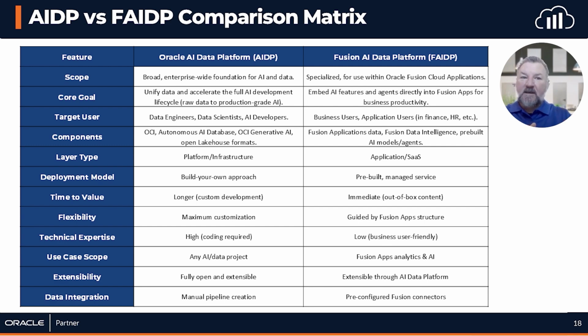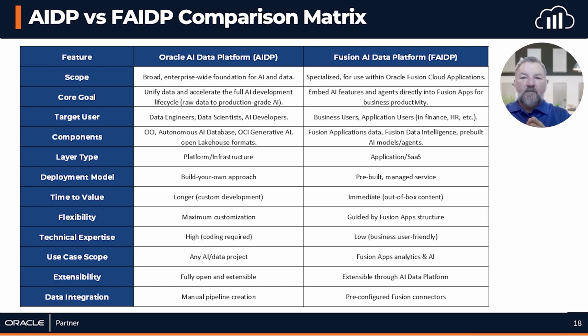So we can extend the Fusion AI Data Platform to bring in other data outside of Fusion applications, which is what we're seeing a lot of our customers do. Now, the components of the AI Data Platform include OCI, Autonomous AI Database, OCI Generative AI Services, and then the Open Lakehouse formats. The Fusion application data is the primary foundation of the data that's brought into the Fusion AI Data Platform. Then we've got Fusion Data Intelligence and pre-built AI models and agents.